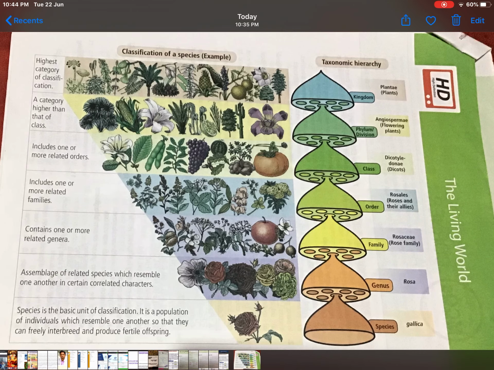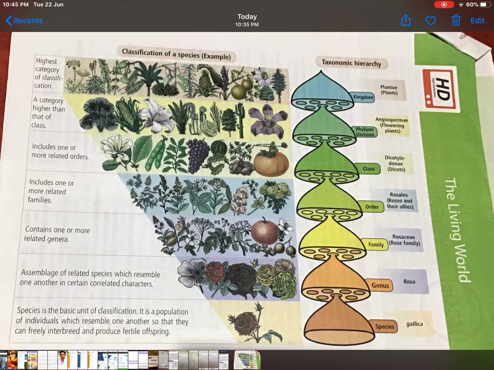And many families will be included under one order. What is the order? Rosales. In this Rosales order, roses and their allies will be included. You are seeing in the picture, it is not only roses; plants that have flowers which look like roses will all be included. That means order includes one or more related families. And then many orders like this will come under the class Dicotyledonae.